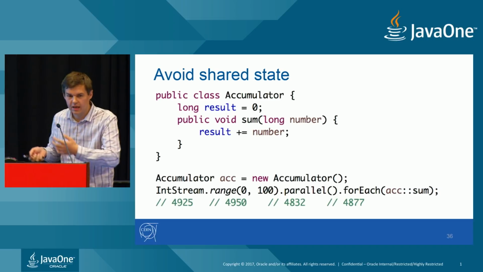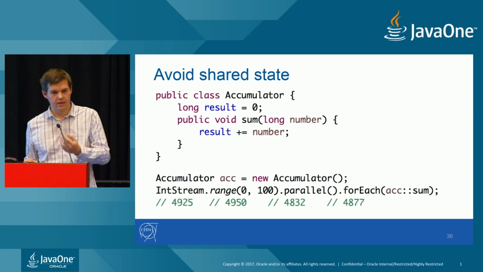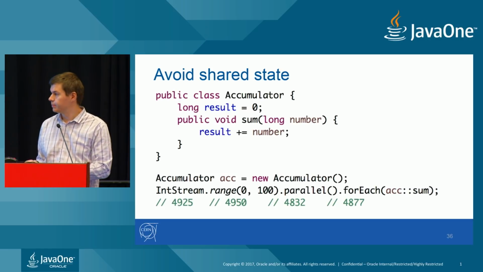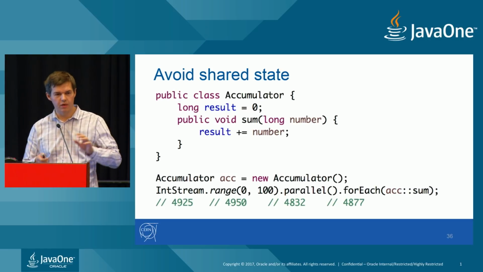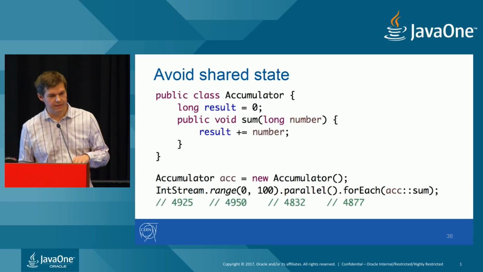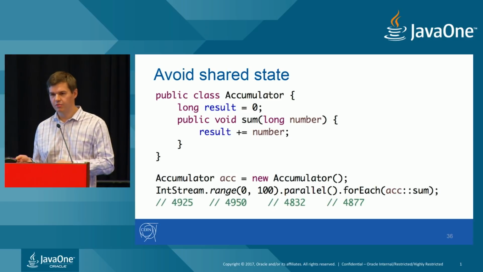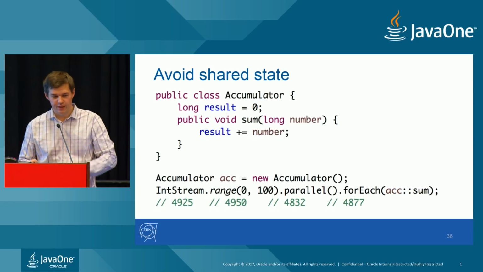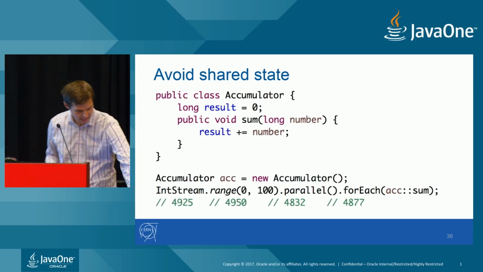So basically, use a reduction function, and again, if you have parallel streams, stick to pure functions. I'm sure there are plenty of lectures here about functional programming. Whatever you learn there, just apply it to parallel streams.